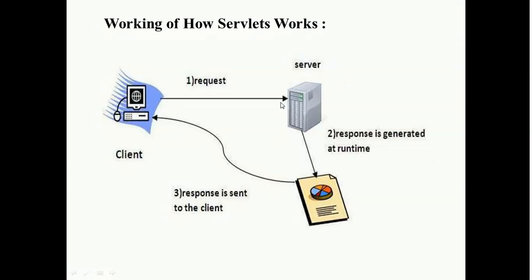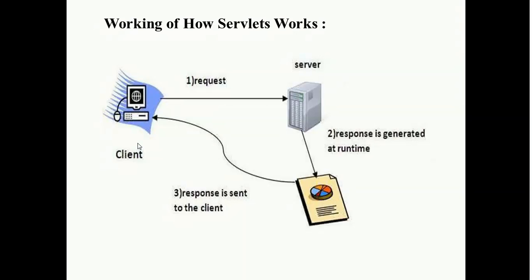Then the web browser sends the request to the web server, and the web server first finds the servlet related to the request, and then the obtained servlet gathers the relevant information in order to satisfy the client request and builds the web page accordingly. So the first step is the client sends the request to the server, then the response is gathered at runtime. The web server gathers the information related to the request, and then the response is sent to the client. Means in that there are total 3 steps.